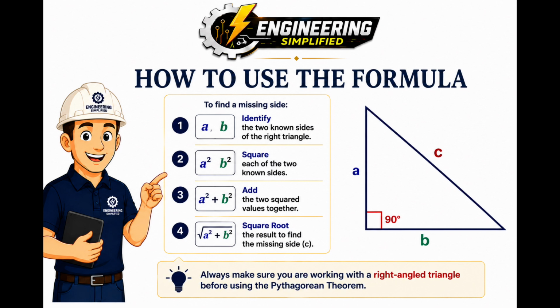Now let's see how we actually use the formula. First, identify the two known sides of the triangle. Next, square each of those values. Then add the squared numbers together. Finally, take the square root of the answer to find the missing side. Always make sure you're working with a right-angled triangle before using the Pythagorean theorem.